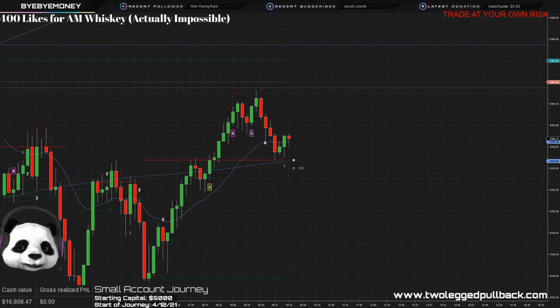20 EMA is providing some sort of support. Also, top of the trading range, providing some support here. I don't know how strong that support will last.